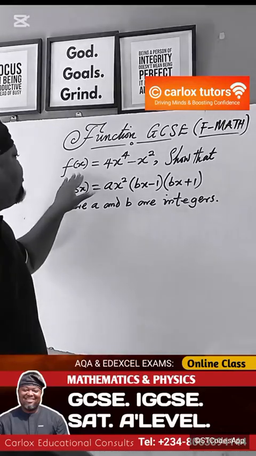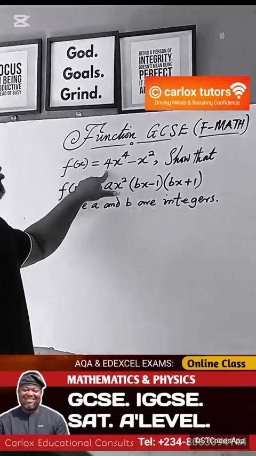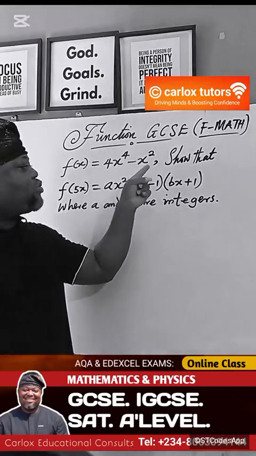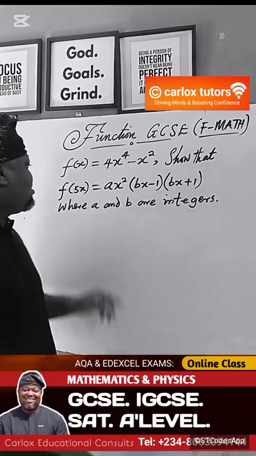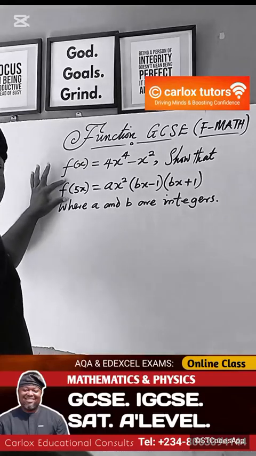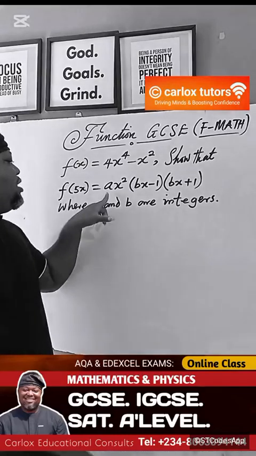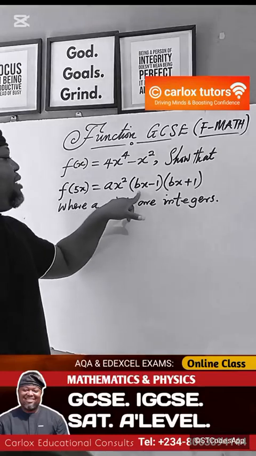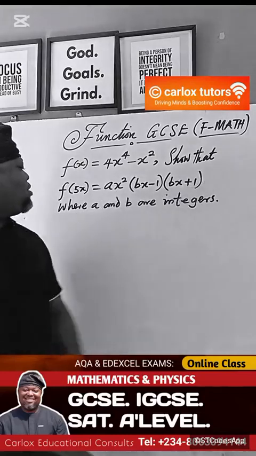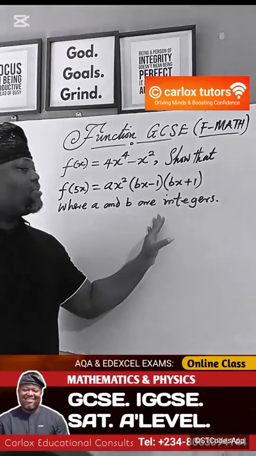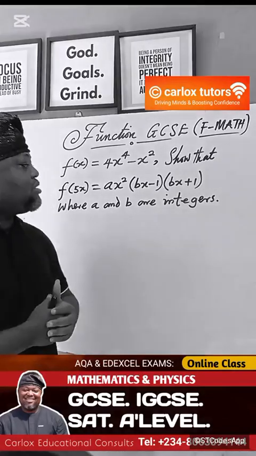We are told that f of x is equal to 4x to the power of 4 minus x squared. We are now asked to show that this function here, f of x, is equal to x squared in brackets, ax minus 1, and this one here, where a and b are integers. Let's see what it will look like.